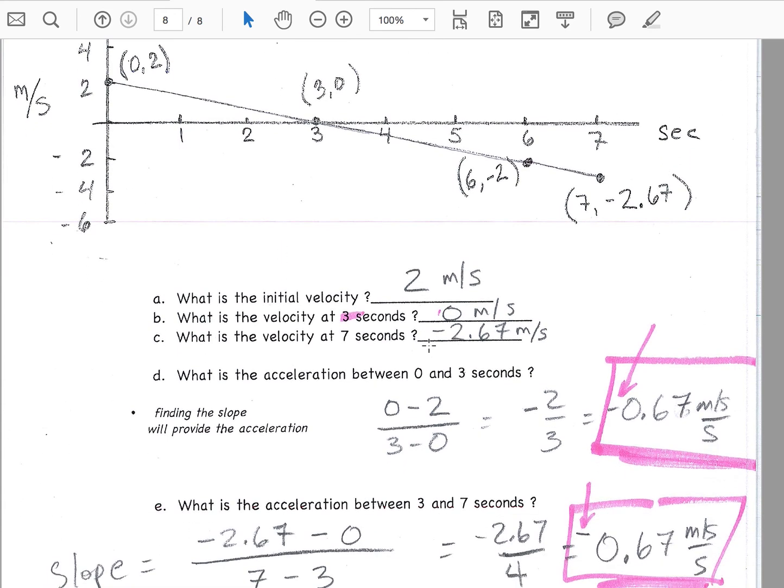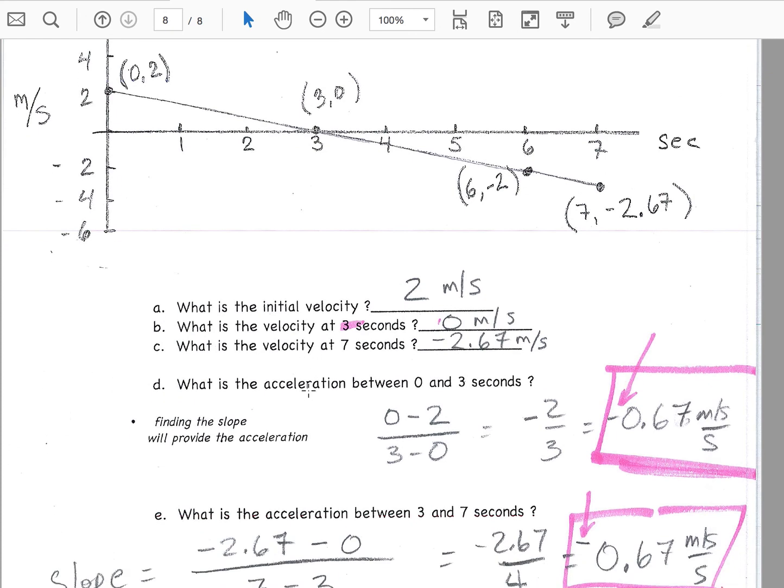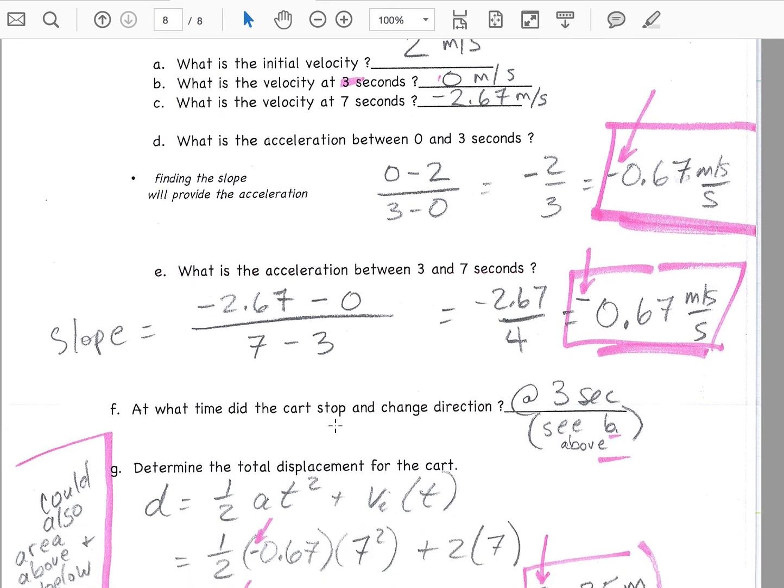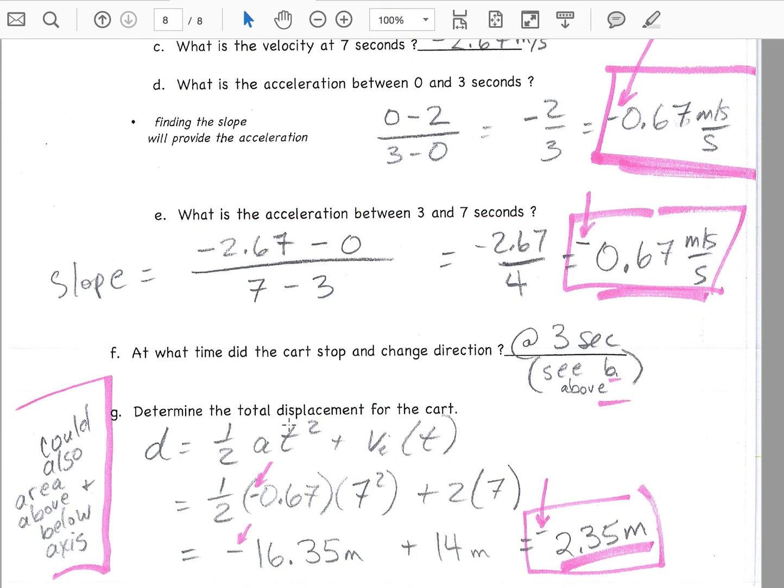So I'm hoping you can kind of get your bearings looking at that. So I start at a velocity of 2. I get to a velocity of 0 at 3 seconds. And then at the end, its velocity is like negative 2 2/3 or so. But if you look at this, it's all one line, so it should all have the same slope. And in fact, it does. If it all has the same slope, it has the same acceleration. So you can plug that in for a.